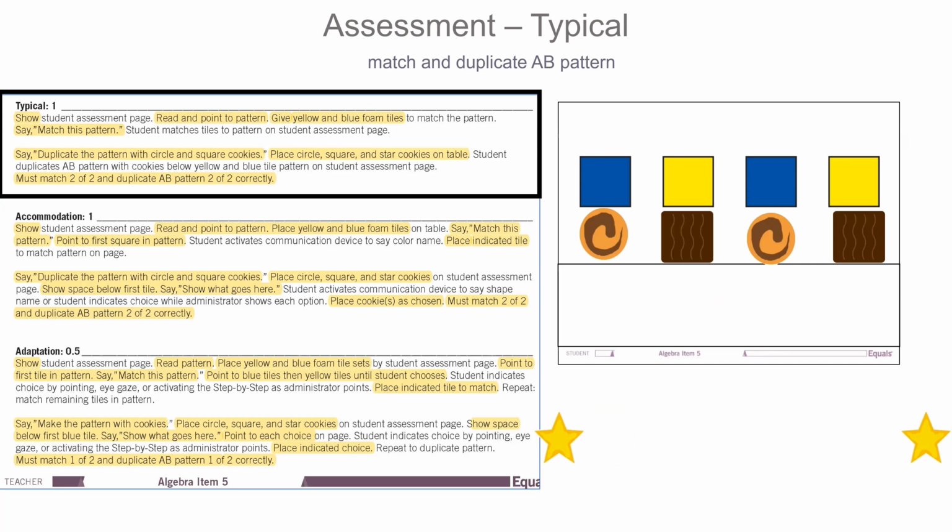So the student got both. And that's what that student needed to get a 1. If the student did not duplicate the pattern correctly, that student would have gotten a 0, because it's 1 or 0 for the typical item.